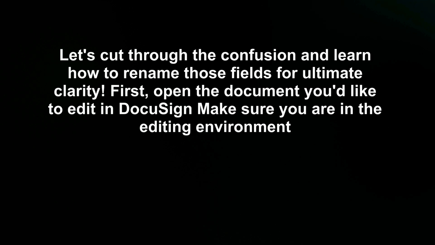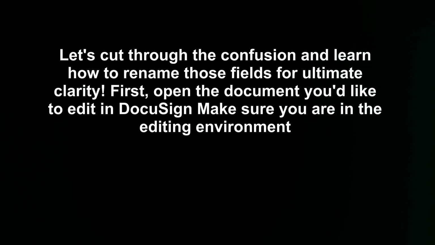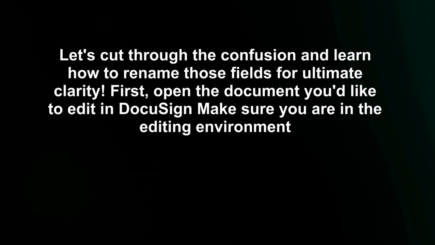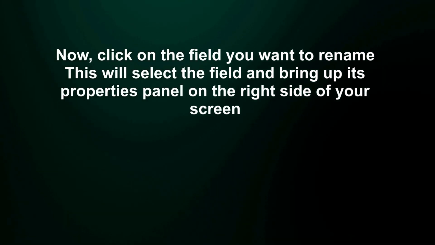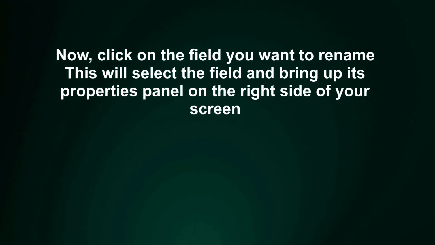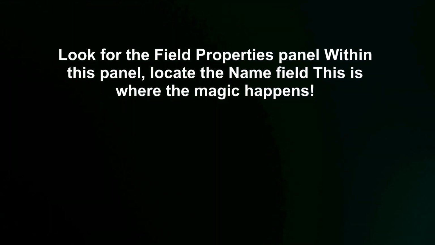First, open the document you'd like to edit in Docusign. Make sure you are in the editing environment. Now, click on the field you want to rename. This will select the field and bring up its properties panel on the right side of your screen. Look for the field properties panel.